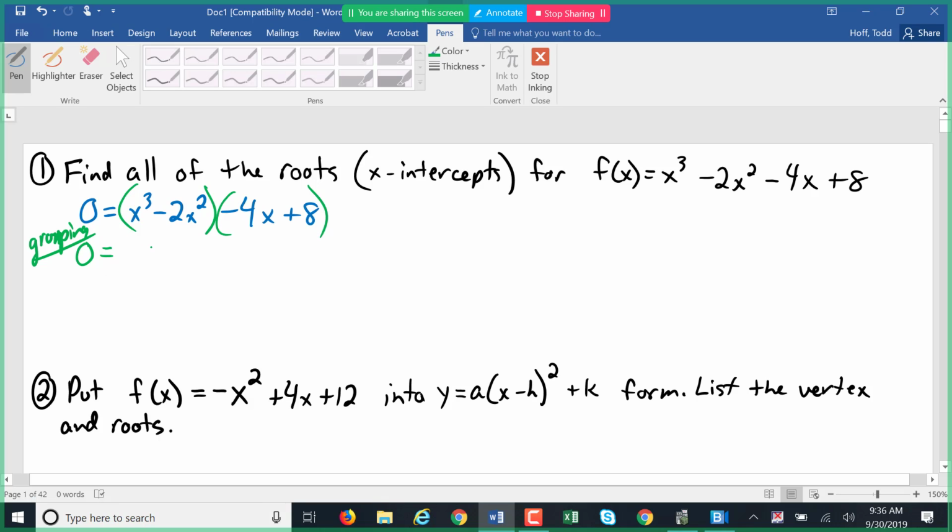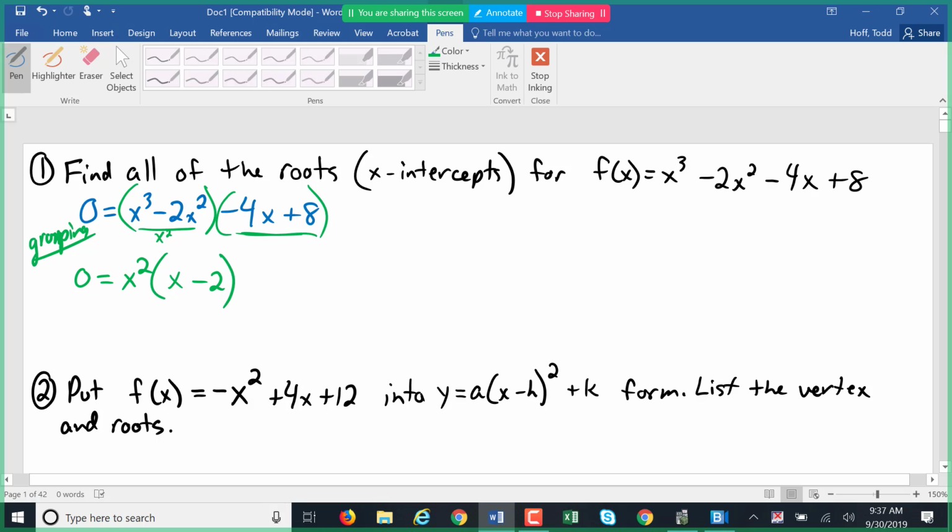So in these first two terms, x to the third and negative 2x squared, my common factor there would be x squared. So I divide out the x squared from those terms. What's left is x minus 2. Now the next one over here, there's a common factor of 4, but this is a positive x here, so I want to make sure that's a positive x as the first part over here.